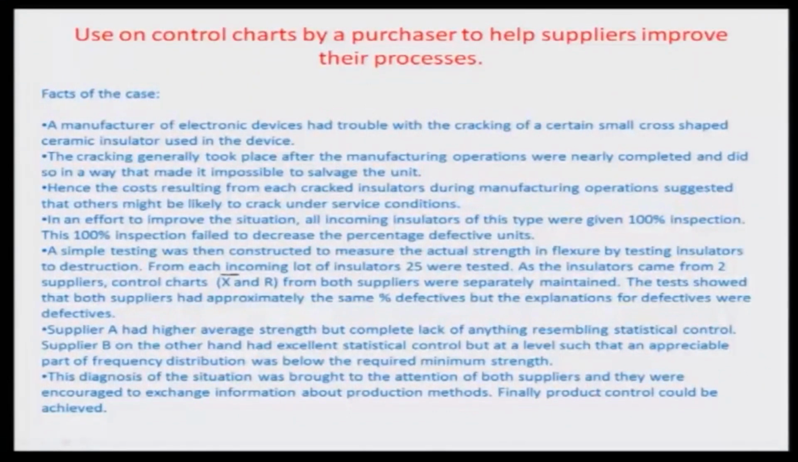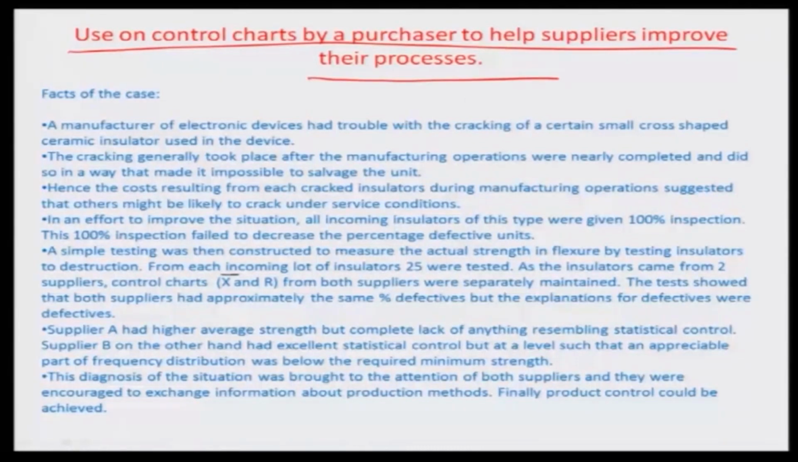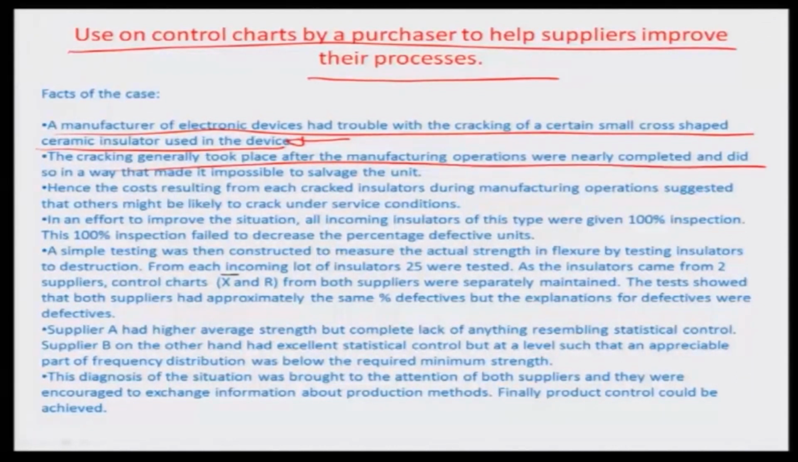We now demonstrate some of the uses of control charts by a purchaser to help suppliers improve their processes. There is a case which is given here. A manufacturer of electronic devices had trouble with cracking of certain small cross section ceramic insulators used in the device. The cracking generally took place after manufacturing operations were nearly completed, and so in a way they made it impossible to salvage the unit. So you will have to just throw the unit once the crack has developed.